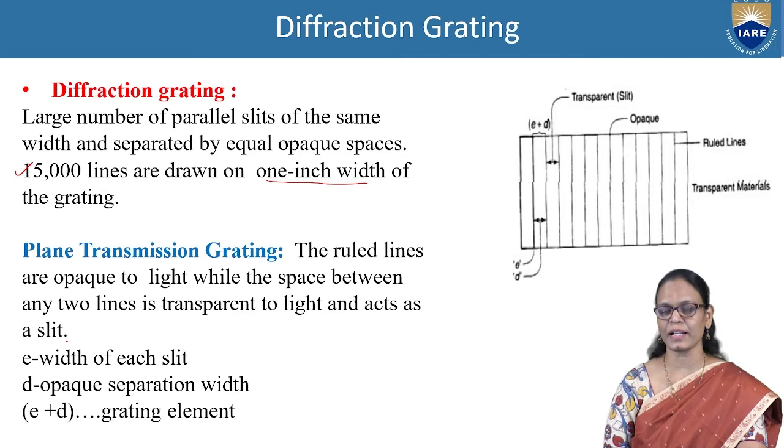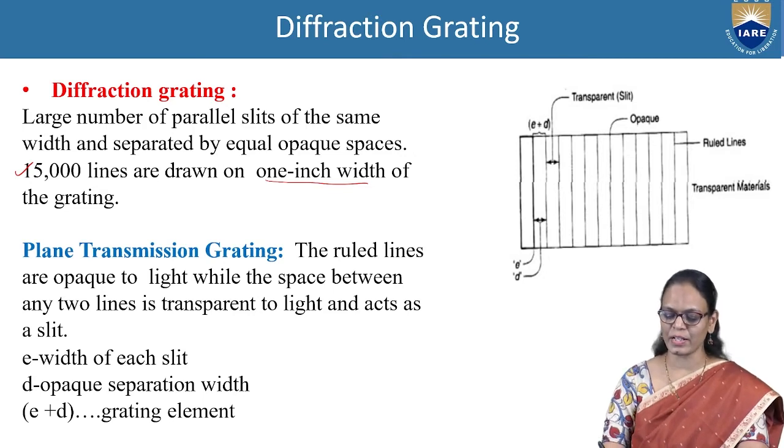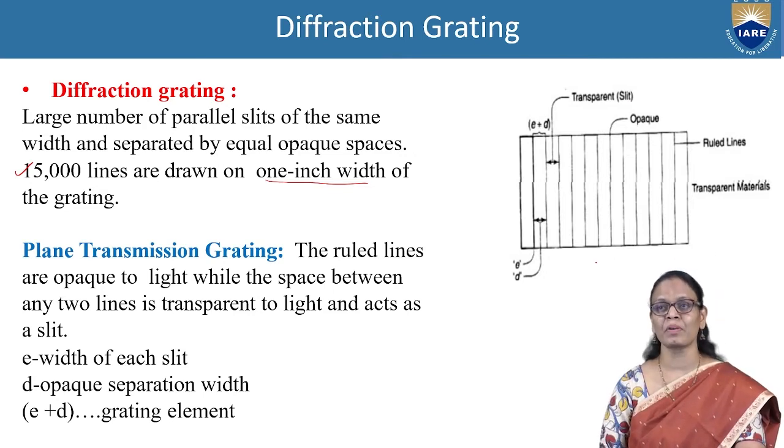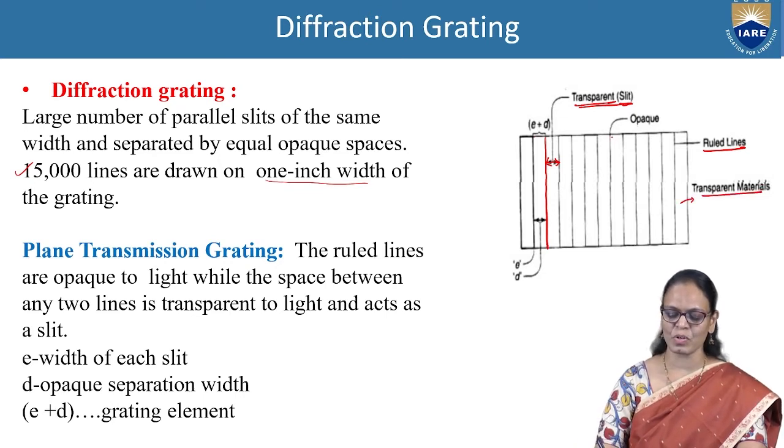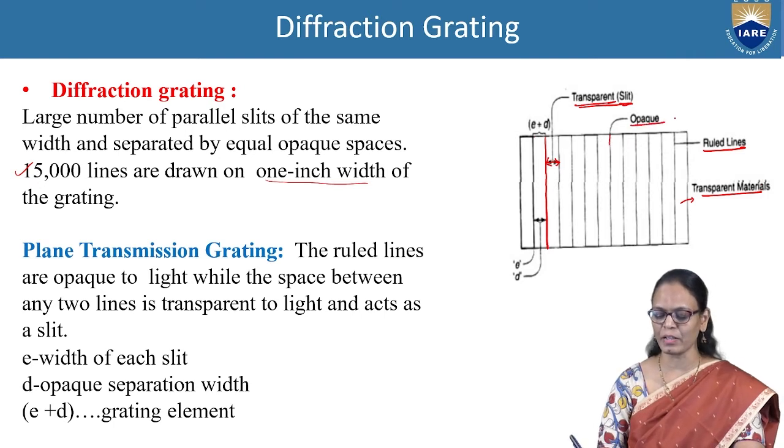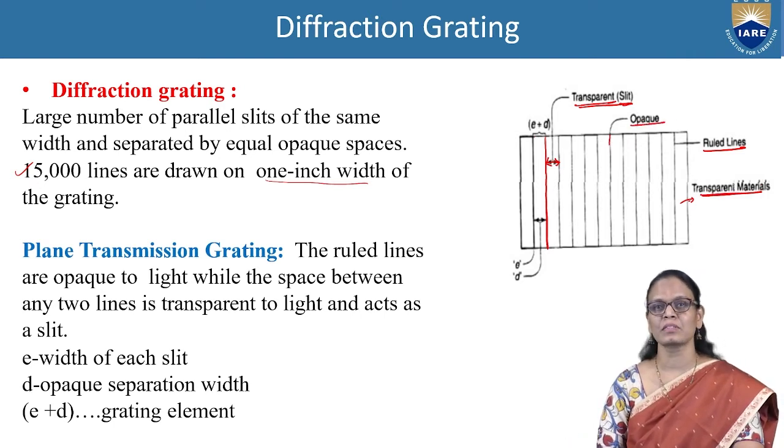So if you understand here, we have taken a plain glass plate on which we have drawn these lines. So this is one line and this is one line. What we see here is the region between the two lines is transparent and that acts as a slit. So these are the lines we are drawing, ruled lines, and then the region in between is the transparent material. So the lines are opaque, and the region in between is transparent.